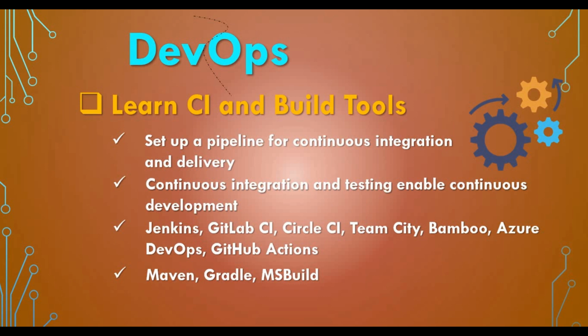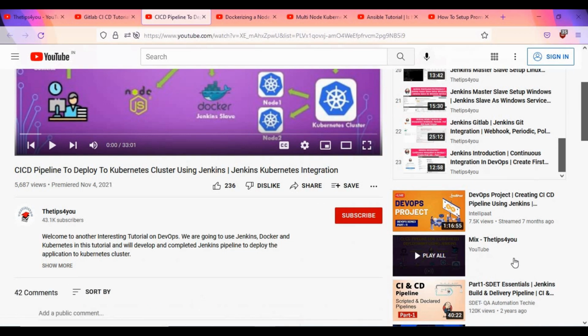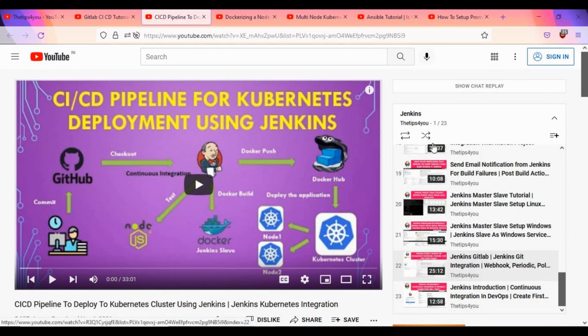So you should know how to write a Jenkins pipeline, how to create the whole workflow. All those things you should know in Jenkins, and in GitLab, how to write the gitlab-ci file. You can learn all those things from the playlist which I'm going to show you now on my channel itself. Now if you go to my channel, you have a playlist for Jenkins.